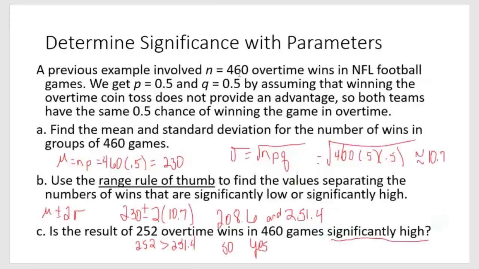So backing up to our previous scenario, what it says is there are 460 wins, 252 of those had to do with teams that had won the toss. Okay, so 252 overtime wins because they won the toss out of that 460 games. Okay, 252 out of 460.